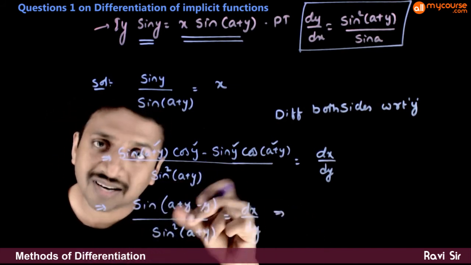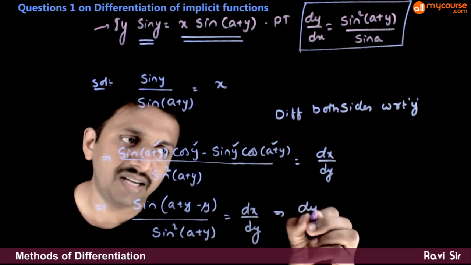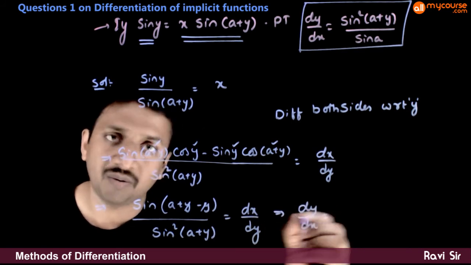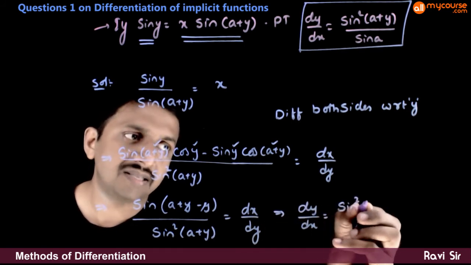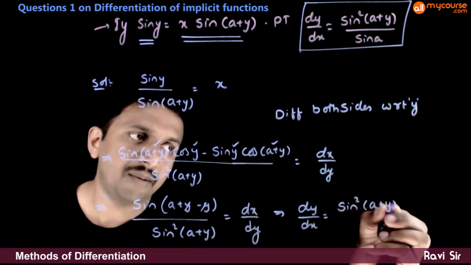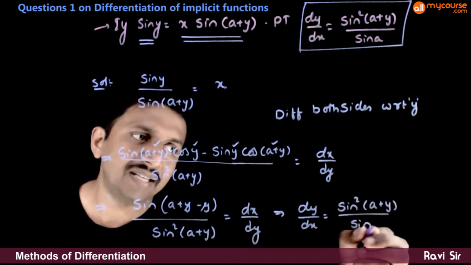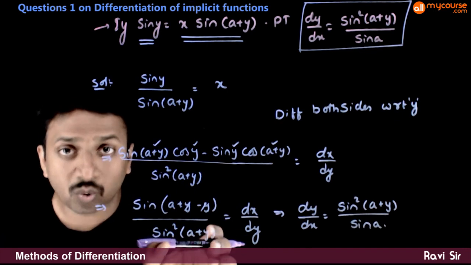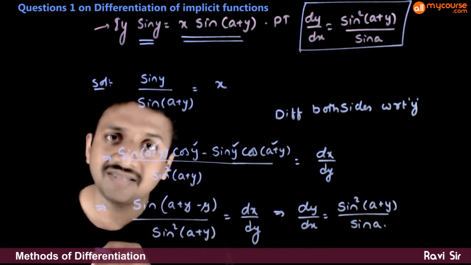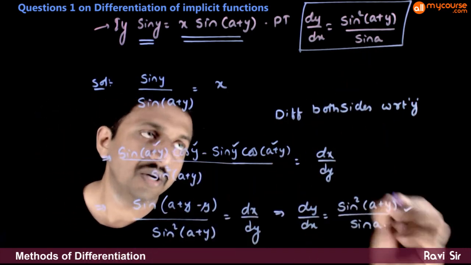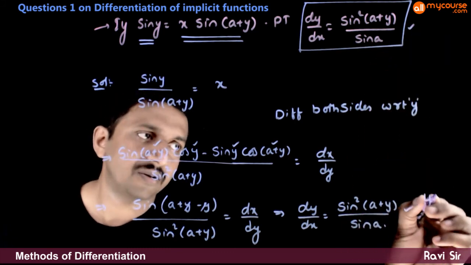Reciprocating both sides, you get dy by dx is equal to sin squared of (a plus y) by sin a. That's what you're asked to prove. Hence, proved.